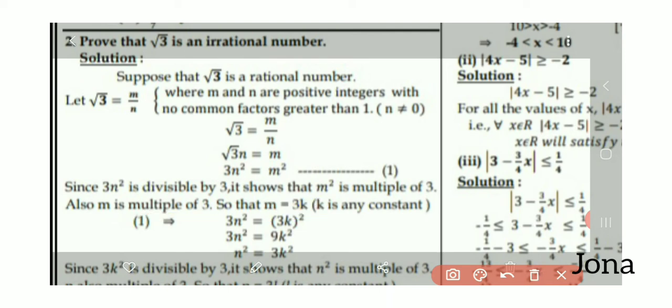So in this equation 3n square equal to m square, I want to substitute the value of m as 3k. So 3n square equal to 3k the whole square. If you square on the right side, we got 3n square equal to 9k square. If we cancel 3 on both sides, we can get n square equal to 3k square.